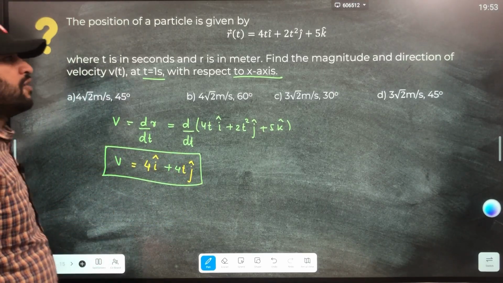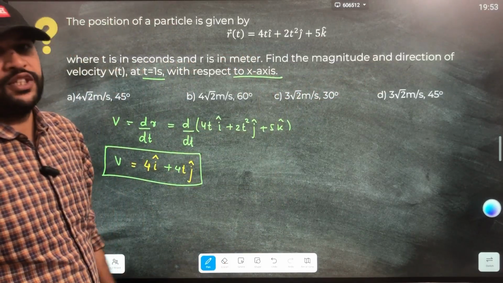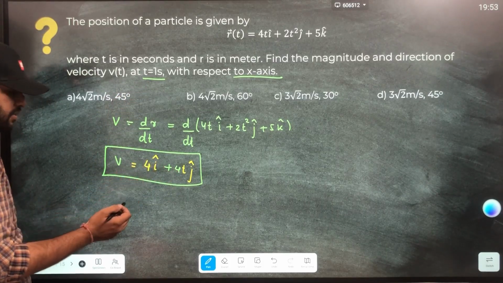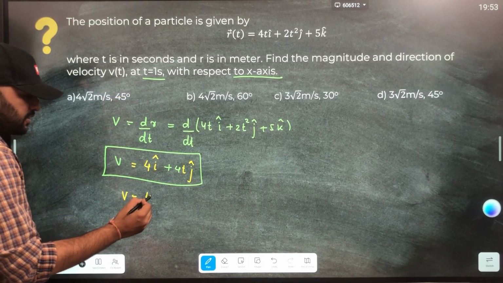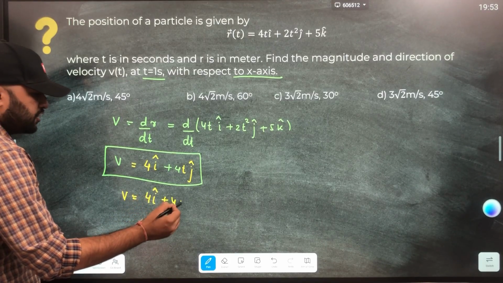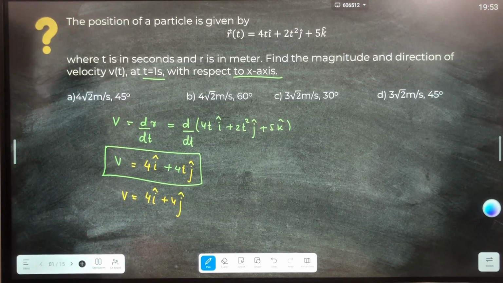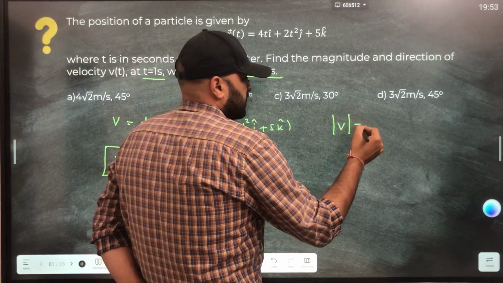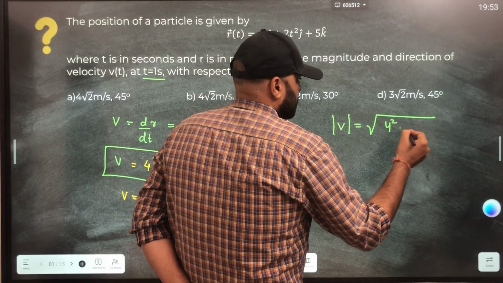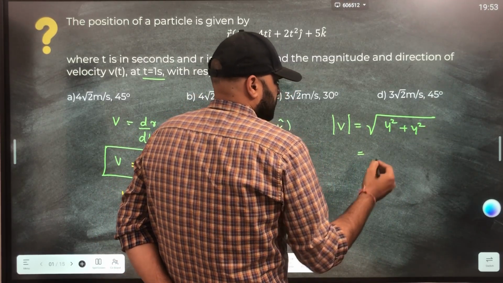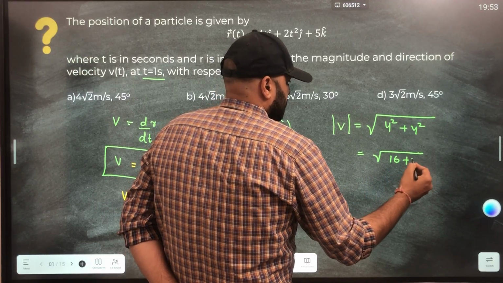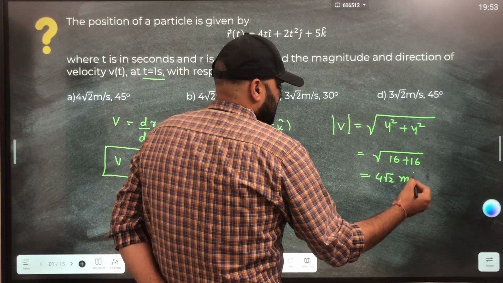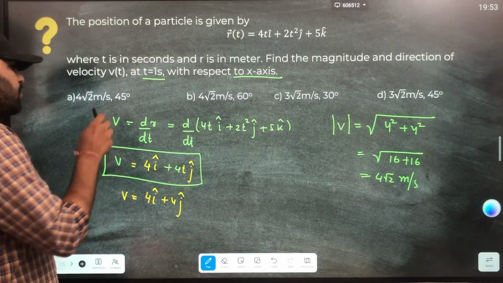Now they are saying find the magnitude and the direction. So first we'll find the magnitude. For the magnitude of velocity at t equal to 1 second, let's substitute t equals 1 here. So the velocity vector will be equal to 4i plus 4j cap, correct? This is our velocity vector. Let's find the magnitude. The magnitude of velocity will be equal to root under 4 square plus 4 square, which is root under 16 plus 16. Taking 16 common, it will give you 4 root 2 meter per second. That you can solve yourself, very simple, 4 root 2 meter per second.